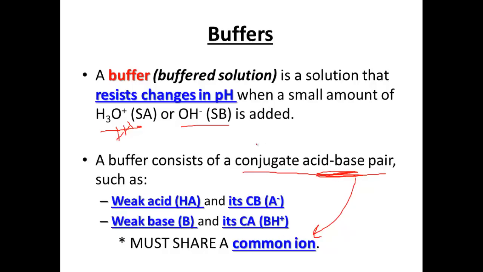Okay? Just a reminder, conjugate acid-base pairs only differ by the gaining or losing of a proton. So if you have HA, if it loses a proton, what's left over is A-. So these conjugate acid-base pairs only differ by the gaining and losing of a hydrogen ion. Okay?